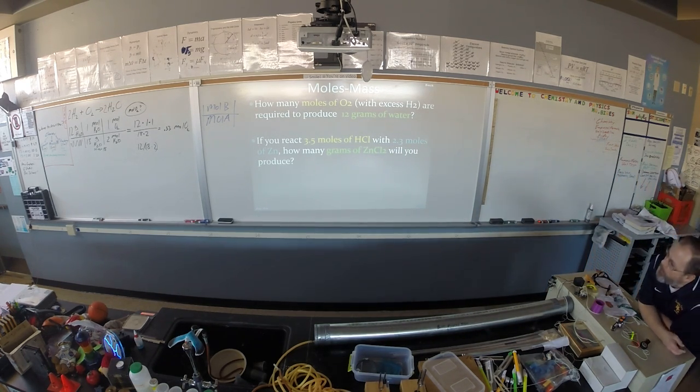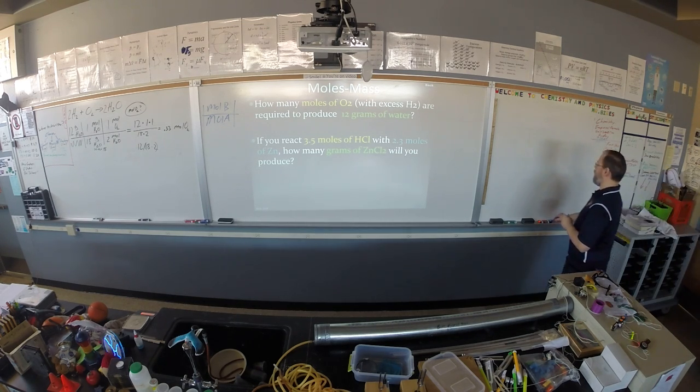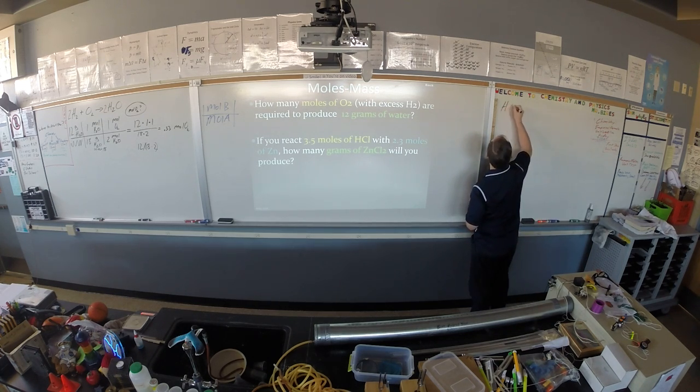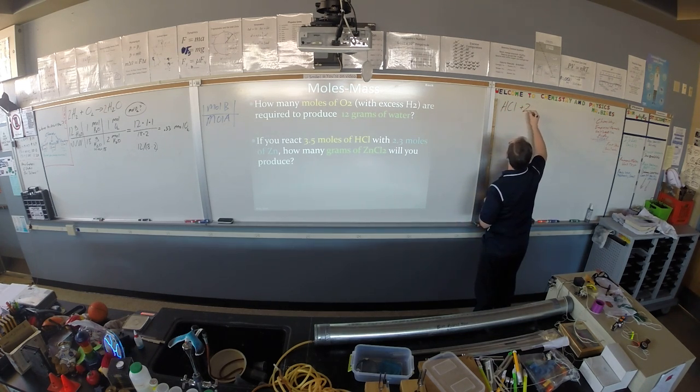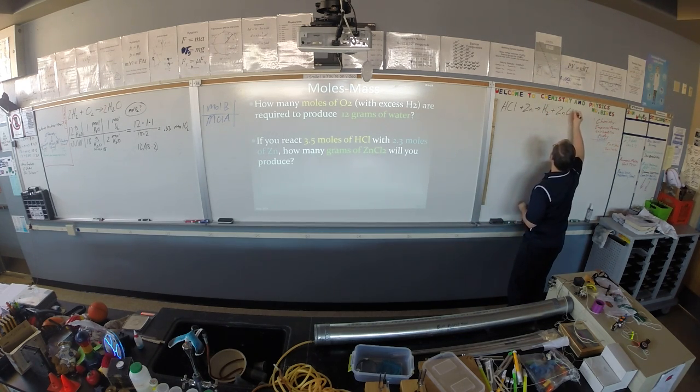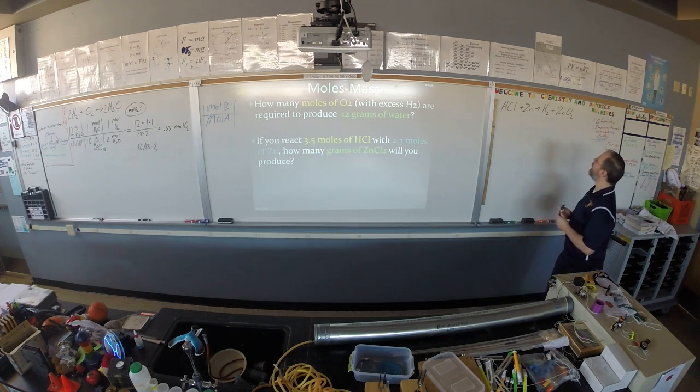If you react 3.5 moles of hydrochloric acid with 2.3 moles of zinc, how many grams of zinc chloride will you produce? So let's write our chemical reaction, just right off the top of your head. This is the reaction we did where we took the hydrochloric acid and reacted it with some zinc and we made some hydrogen gas. We do this a lot. And then some zinc chloride. That was the reaction we used.